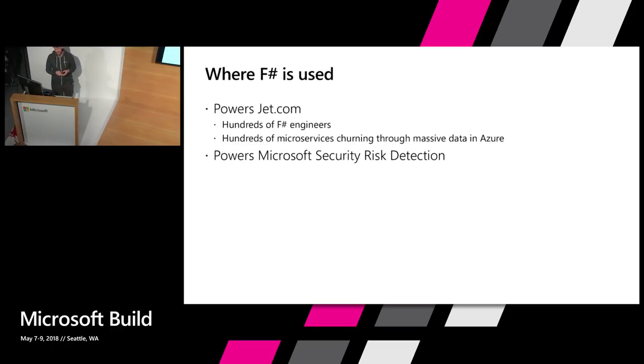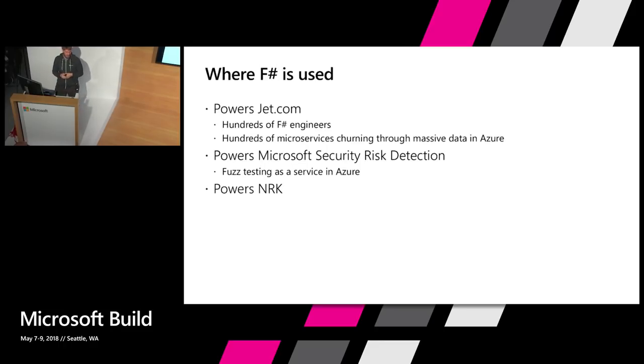F# also powers Microsoft Security Risk Detection, which is a product that we have that's basically fuzz testing as a service in Azure. So if you're unfamiliar with fuzz testing, what they do is they basically take a DLL and they just beat it to death with a whole bunch of different stuff, to basically find all the different weird little security holes that you may have in your application. And so the rules engine for all of that stuff, and then the rules engine for scaling that out across massive applications across all of Azure, that's also done entirely in F#.